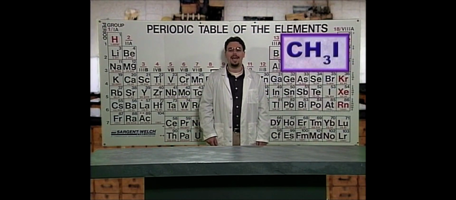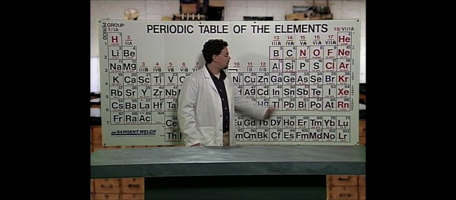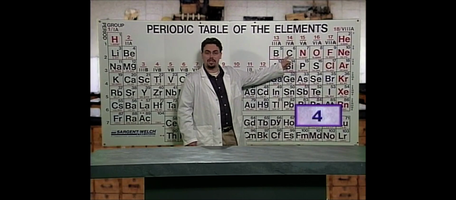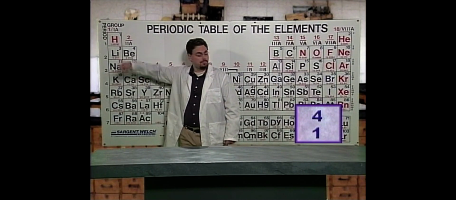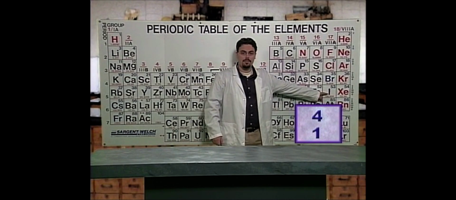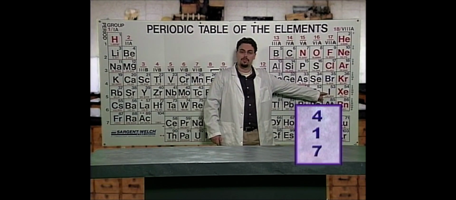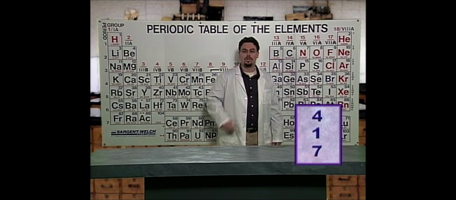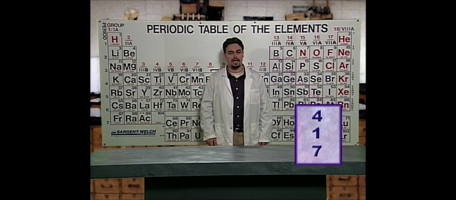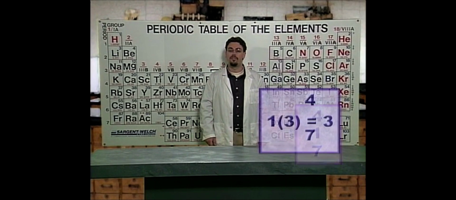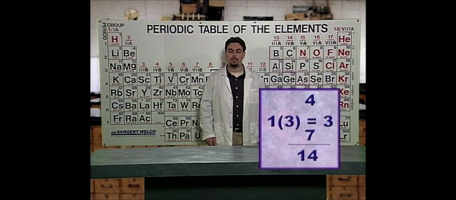First of all, we need to add up our valence electrons. If you look in the periodic table, you see that carbon has 4 valence electrons, hydrogen has 1 valence electron, and iodine has 7 valence electrons. Before you add them up, look at the formula and notice that this molecule has 3 hydrogen atoms. So, 4 plus 3 plus 7 gives us 14 electrons to work with.